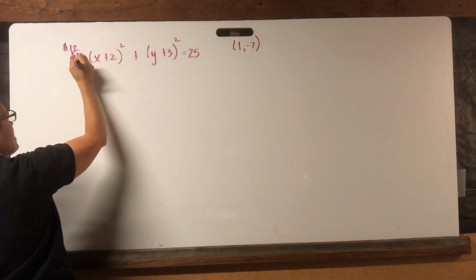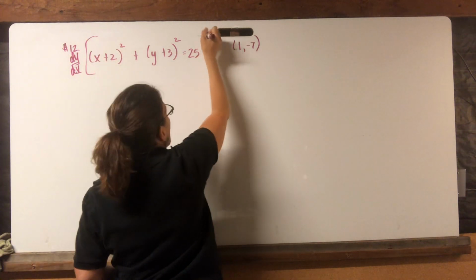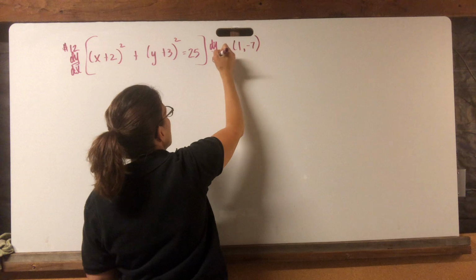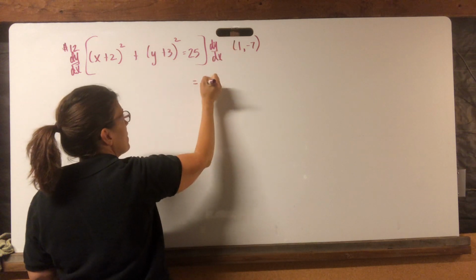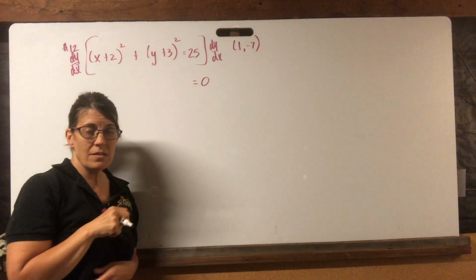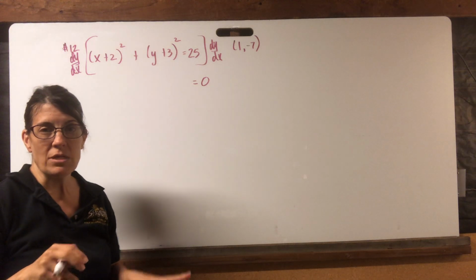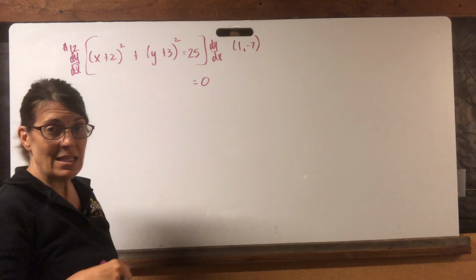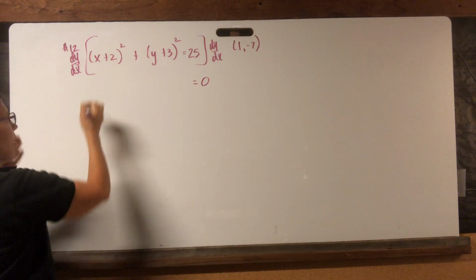So we are going to take the derivative of both sides. The derivative of the constant is 0. It's always nice when you can say, see ya. One less problem to deal with.